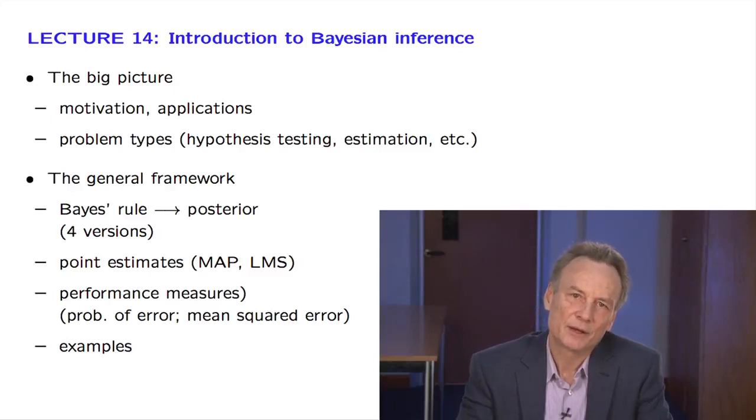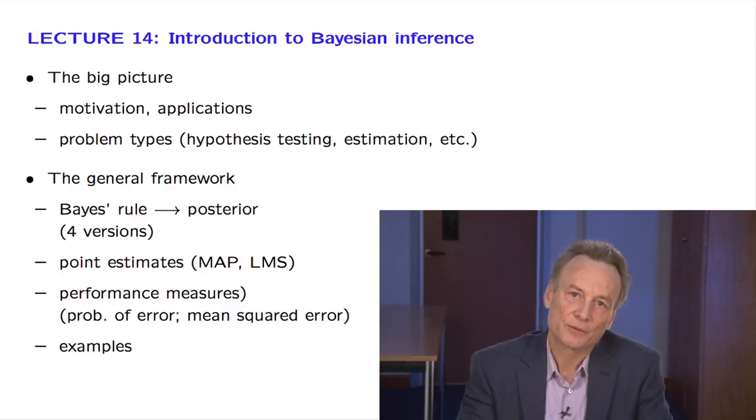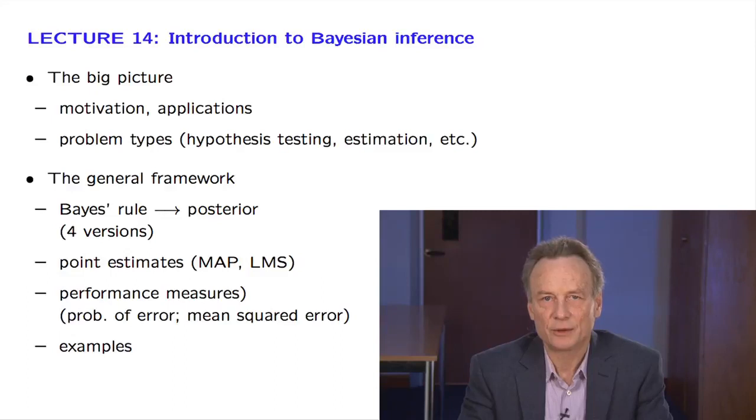Given any particular method for coming up with a point estimate, there are certain performance metrics that tell us how good the estimate is. For hypothesis testing problems, the appropriate metric is the probability of error, the probability of making a mistake. For problems of estimating a numerical quantity, an appropriate metric that we will be using a lot is the expected value of the squared error.